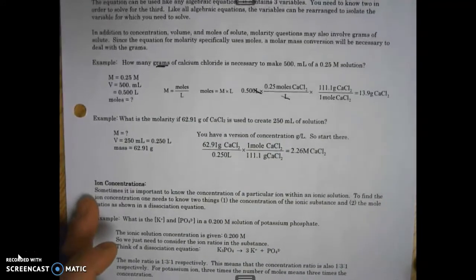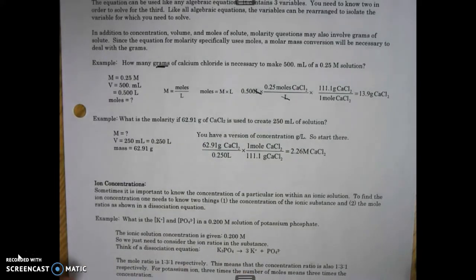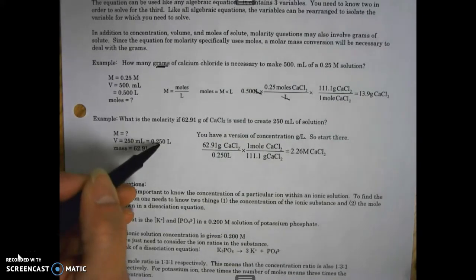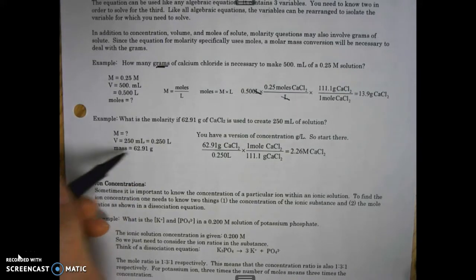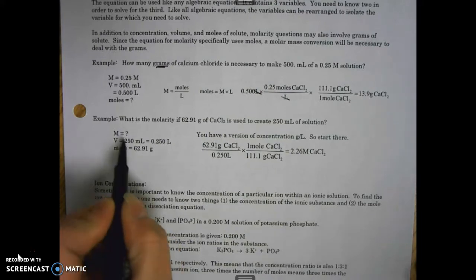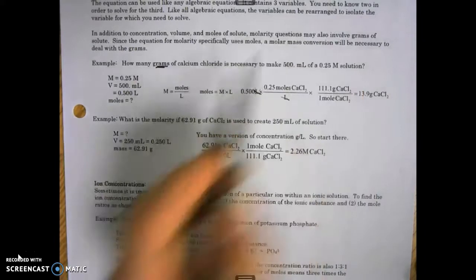All right, example number 2: what's the molarity if we take 62.91 grams of calcium chloride and dissolve it to make 250 milliliters of solution? So molarity is what we don't know. Volume, once again, 250 milliliters needs to become 0.25 liters. Mass is 62.91 grams. So we need molarity, so we have moles per liter is what we're shooting for.